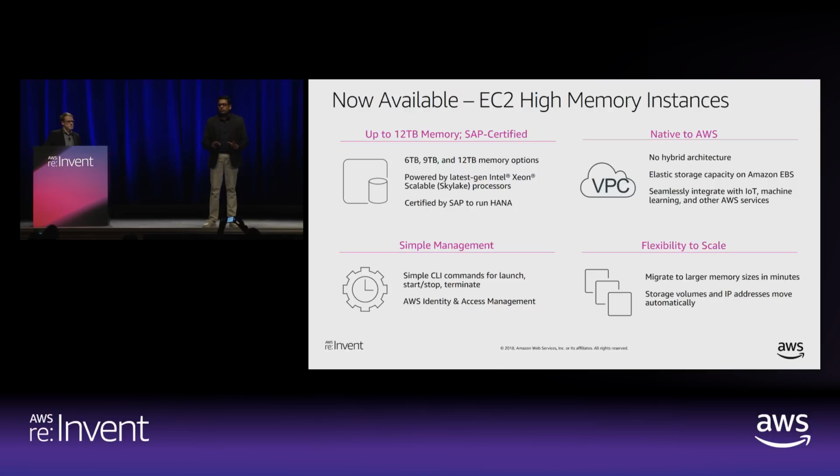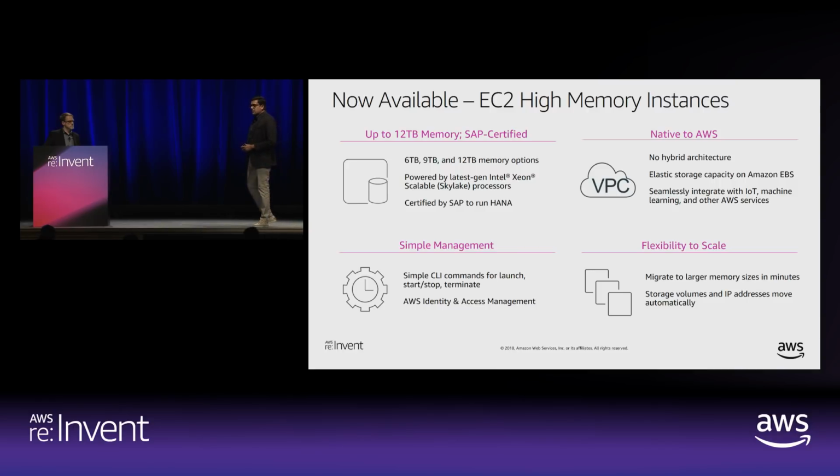I'm going to talk about 4 key aspects of this family. Number 1, they offer 3 sizes: 6 terabyte, 9 terabyte, and 12 terabyte. They're powered by the latest generation Intel Xeon Scalable processors, the Skylake family of processors. And they're certified by SAP to run HANA with up to 12 terabytes of memory.